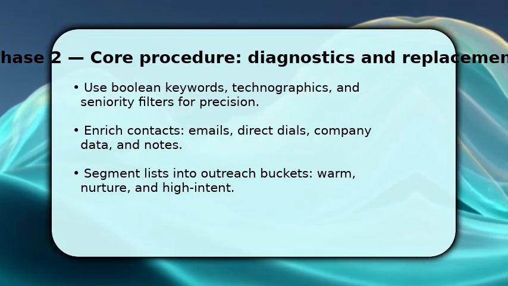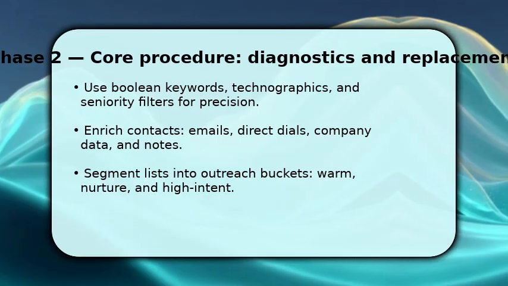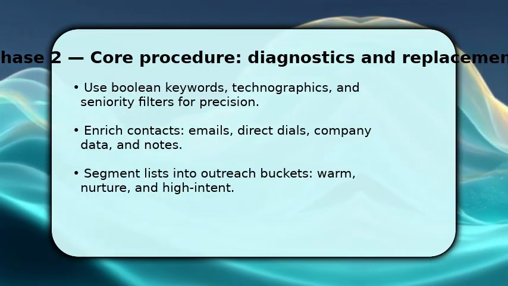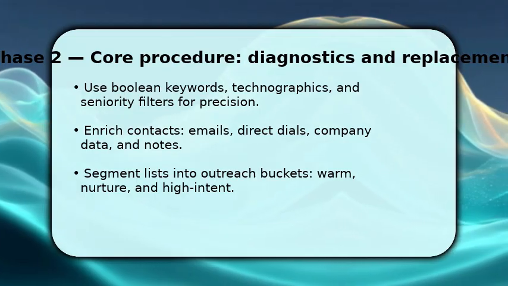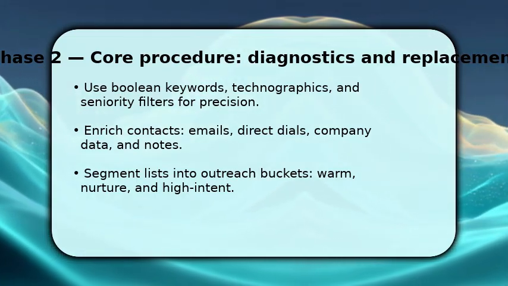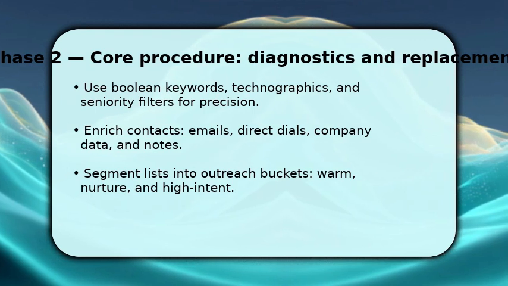Once verified, tag and segment into outreach buckets: warm, nurture, high intent, so sequences behave correctly. Make sure to update contact owner and cadence settings because consistent assignment prevents duplicates and accelerates response tracking.